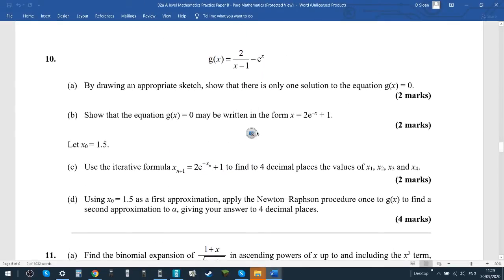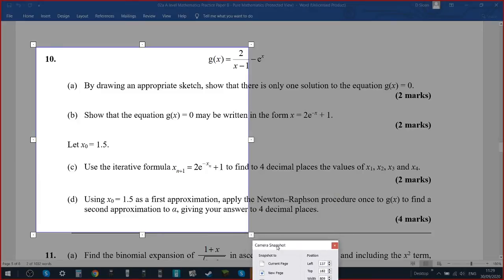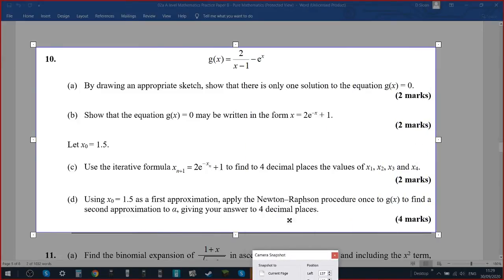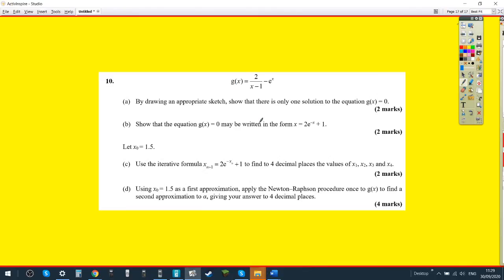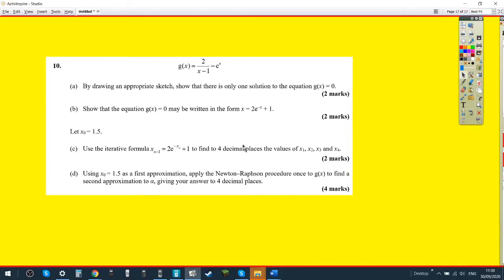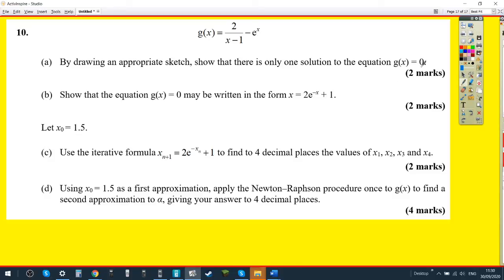Okay, question 10. Do I need to put that equation into my graphical calculator? By drawing an appropriate sketch, show that there's only one solution to the equation. And so how do you show that there's only one solution? Is it that if there's only one root, then there's only one solution? Yeah, it intersects with the x-axis at only one point. How do you do B? So just make it equal to 0, I think.